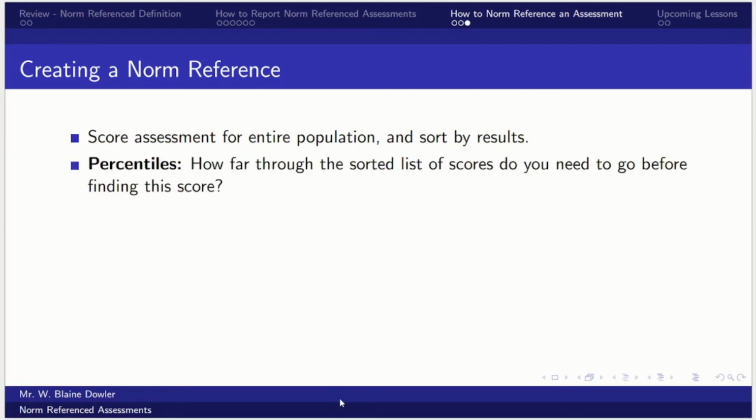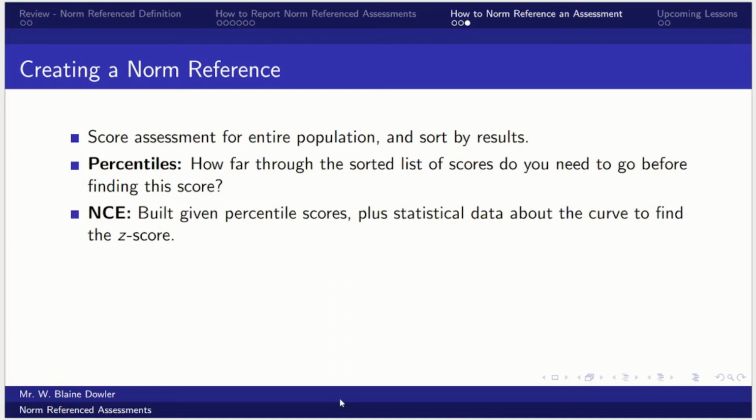So to figure out percentiles, you have to figure out how far through that sorted list of scores do you need to go before finding this score. So you've got them sorted, in this case, from lowest to highest. You would start at the bottom, and if you have to go through 20% of the stack to get to that paper, then that's a 20th percentile.